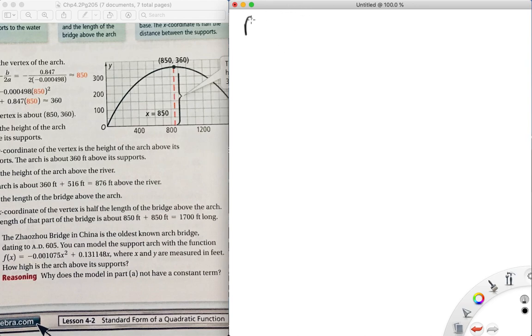So here's our equation. f of x equals negative 0.0001075 x squared plus 0.13131148 x. Notice that there's no plus c, so that means that this is going to start from the origin. In order to find the height of the arc, since it's a downward, concave down facing parabola, it's going to look like this.